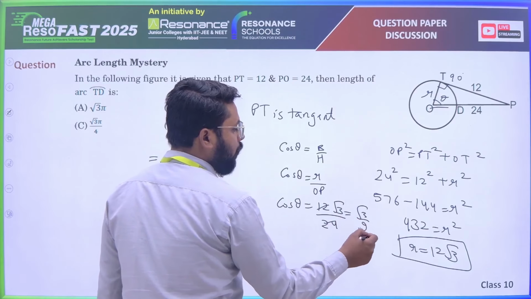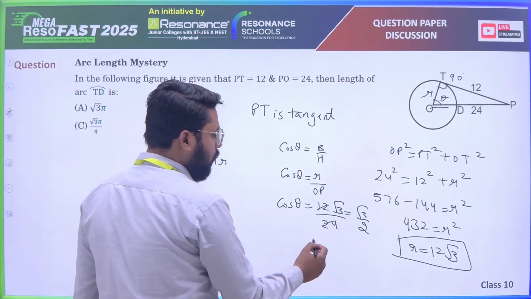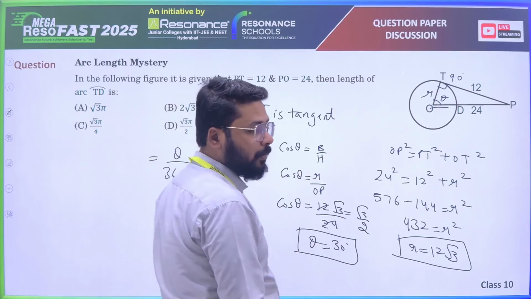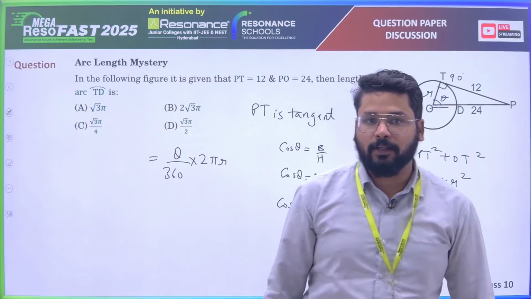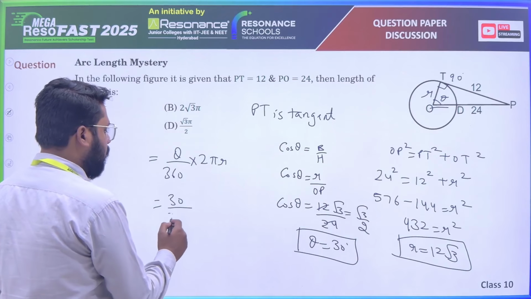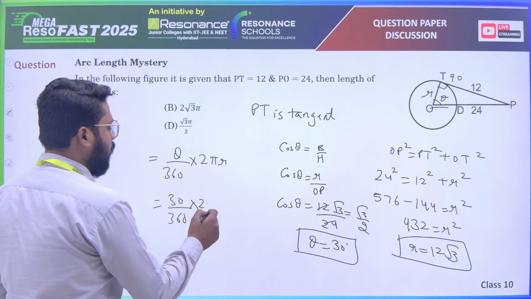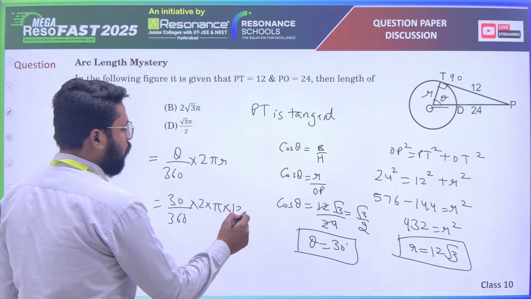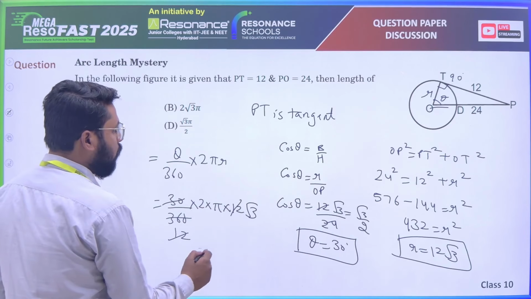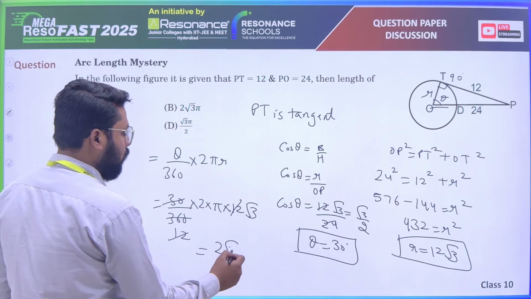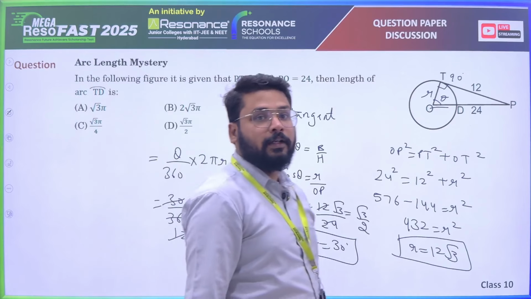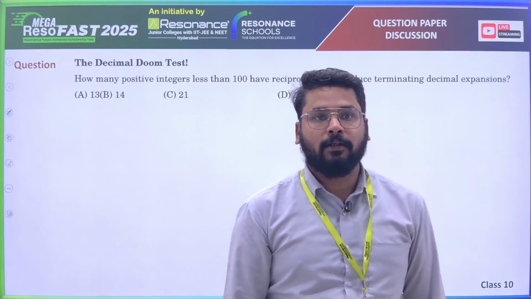And root 3 by 2 is 60 degree, so our theta is 30 degree. cos 30 is root 3 by 2, sin 60 is root 3 by 2, okay. So theta is 30, so we will substitute the value here: theta by 360 into 2 into pi, and radius is 12 root 3. 30 by 360 is 1 by 12, the 12 cancels, so we have 2 root 3 pi. So this is the length of the arc TD, 2 root 3 pi.